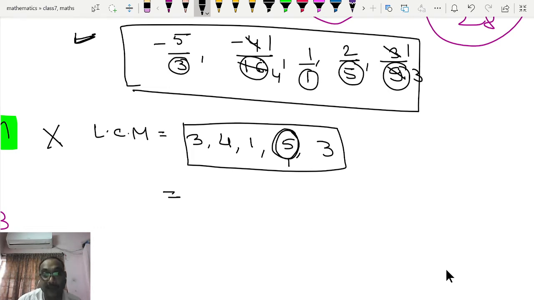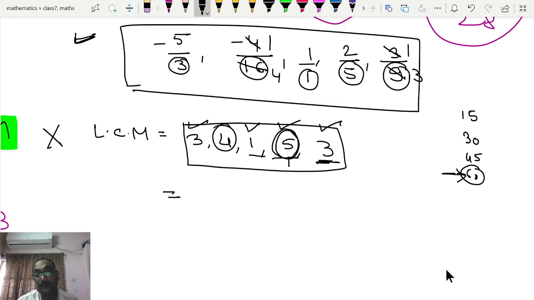5 ones are 5, it will be divided by these two. 5 twos are 10, 5 threes are 15. Now 15 is divided by 3, 5 and 1. Now do not read the table of 5, we have to read the table of 15. 15 ones are 15, 15 twos are 30, 15 threes are 45, 15 fours are 60. Now this 60 will be divided by 4 also. So 60 will be your LCM.